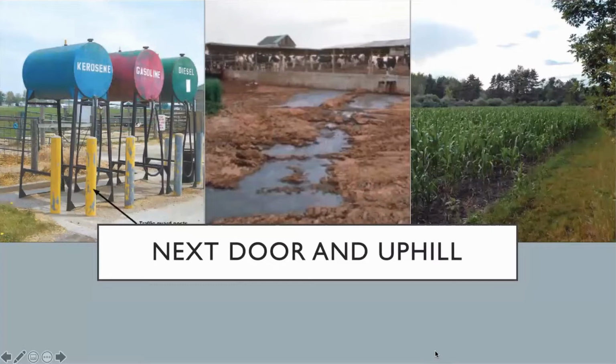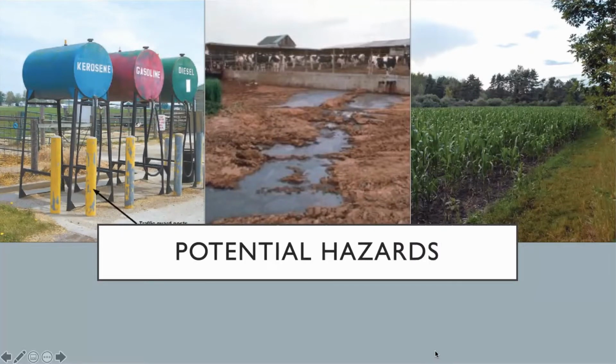Next, you want to think about what's uphill and what's next door. I've seen fuel tanks set up right next to strawberry fields without any thought to what will happen if there is a spill. And this is a particularly bad example of manure runoff, but you get the idea.